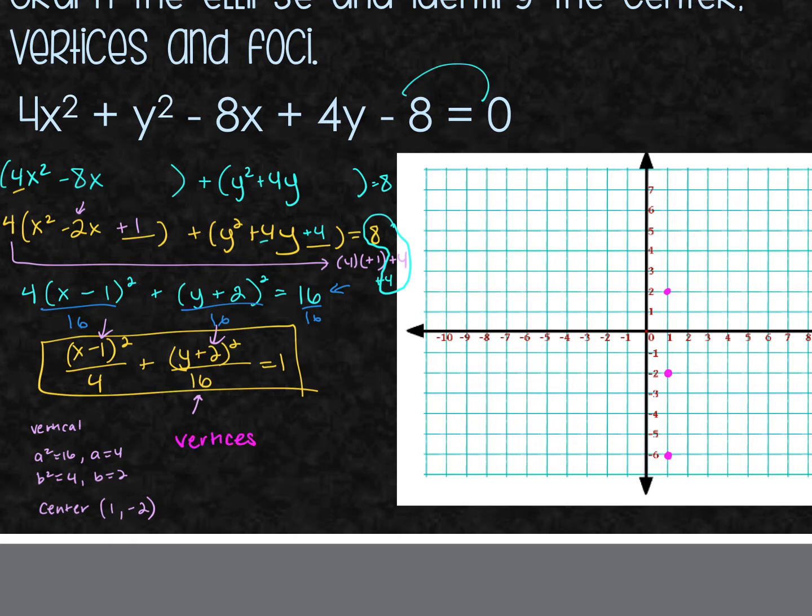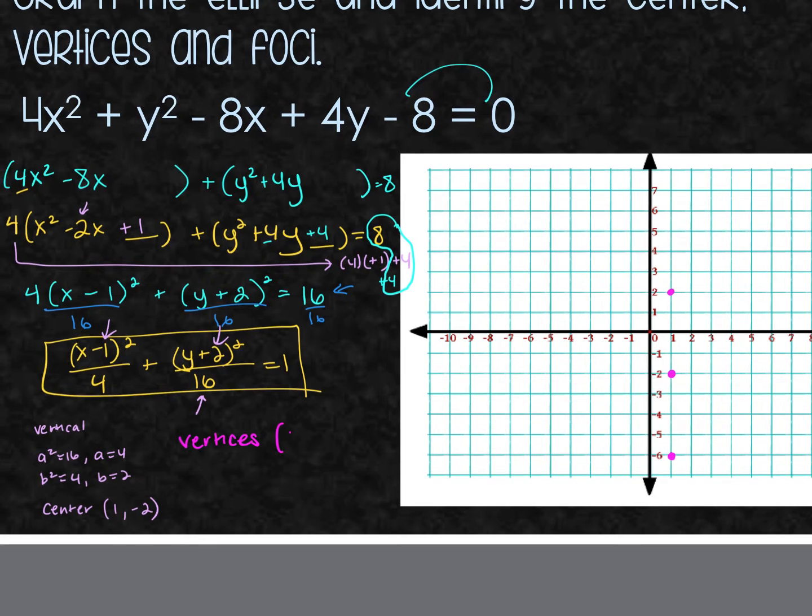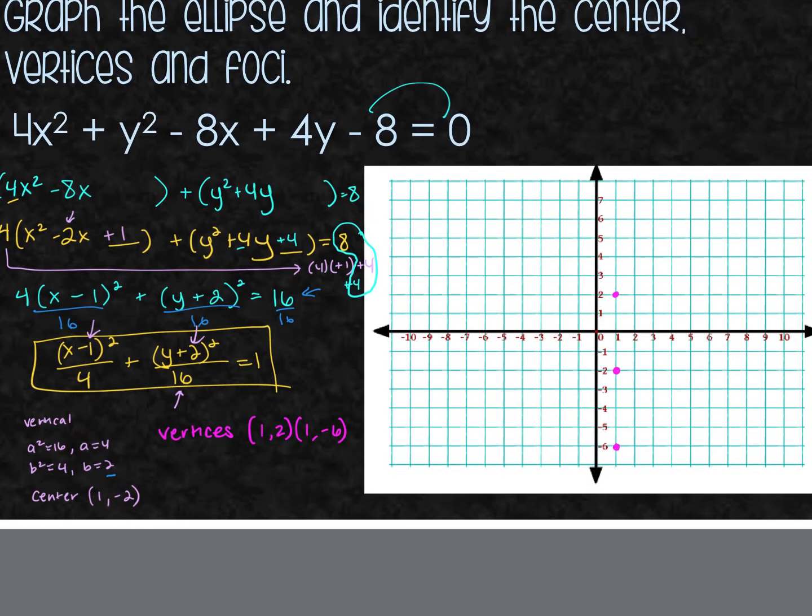So up and down means I'm changing the y. 1 is going to stay as 1, but then I do negative 2 plus 4, which is 2, or got it from my graph. And 1, and then negative 2 minus 4 is negative 6. Again, you can count it out, or you can use your graph. Now the co-vertices, I'm going right and left the b. So right 2, left 2, which makes my co-vertices negative 1, negative 2, and 3, negative 2. I added and subtracted the b to the x coordinate.